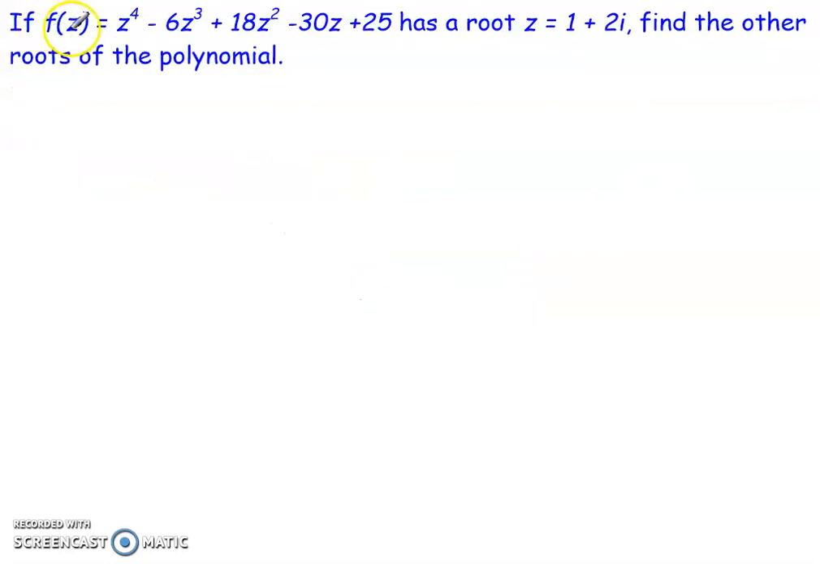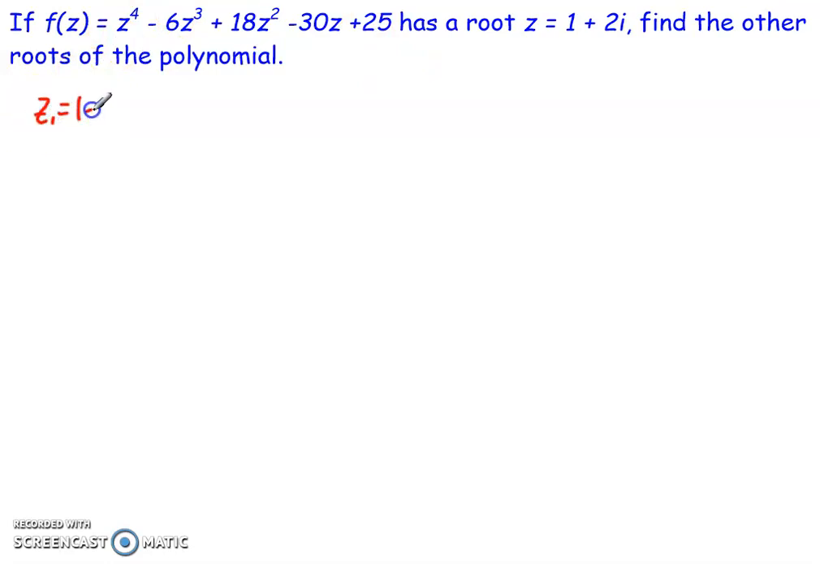So let's imagine I've got a polynomial f of z equals z to the 4 minus 6z cubed plus 18z squared minus 30z plus 25. I'm telling you it's got a root z equals 1 plus 2i. I want to find the other roots. So it's a power of 4. It's going to have 4 roots.